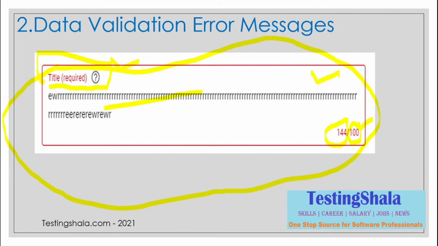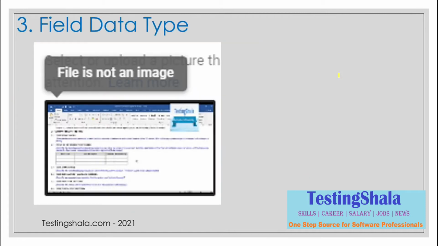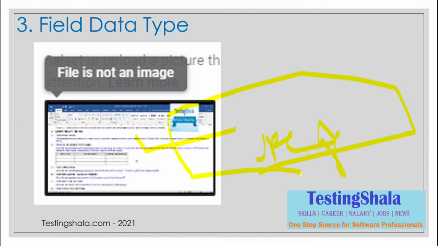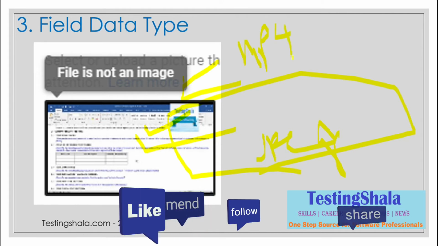The third one is field data type. If you can see here, I should have uploaded a JPEG. JPEG is a standard format for uploading an image. What I did here is, rather than uploading an image, I uploaded an MP4 file, which is a video file. Now when I try to import an MP4, it is saying the file is not an image.